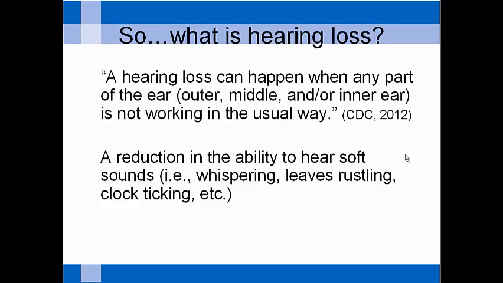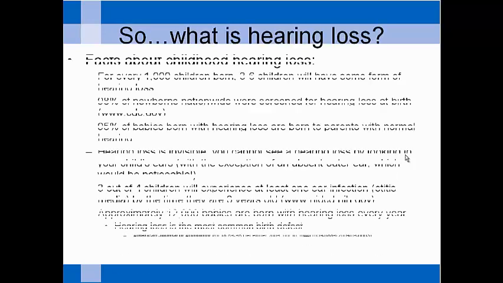Another definition is a reduction in the ability to hear soft sounds. Soft sounds include whispering, hearing the leaves rustle outside, a clock ticking in the background, different things like that. All sounds we're kind of used to hearing in our everyday life, but don't really tend to think about.